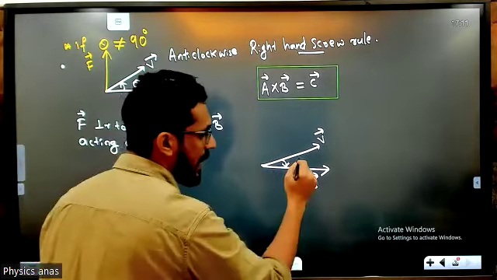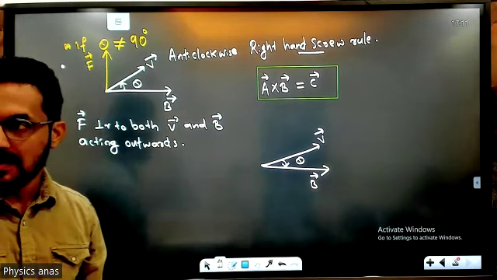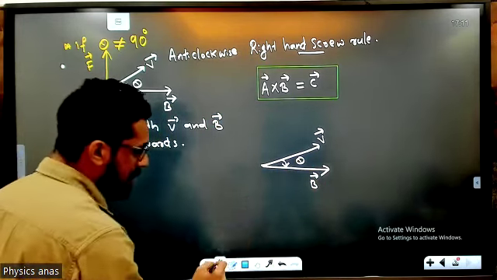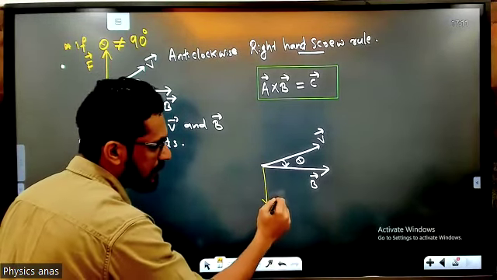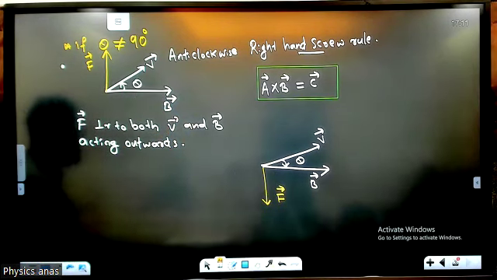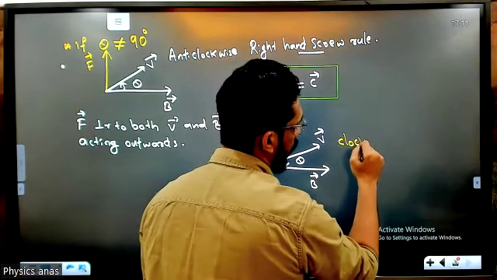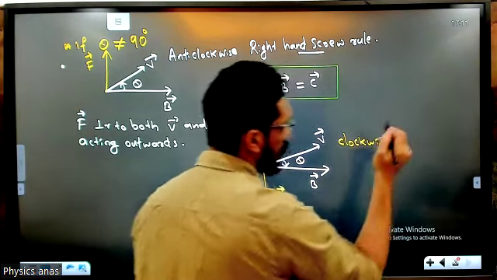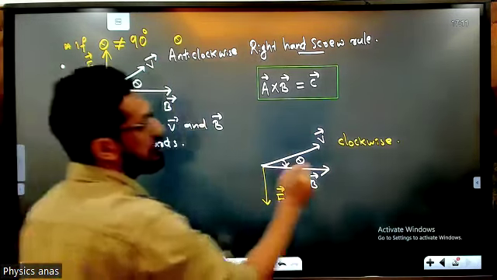If you are measuring the angle in clockwise, according to the right-hand screw rule, the resultant force will be acting downwards like this. So this is anti-clockwise, and this is clockwise.